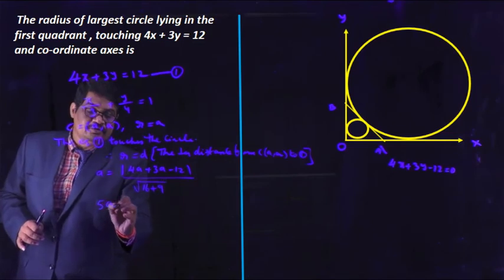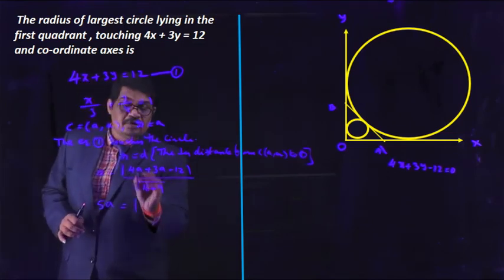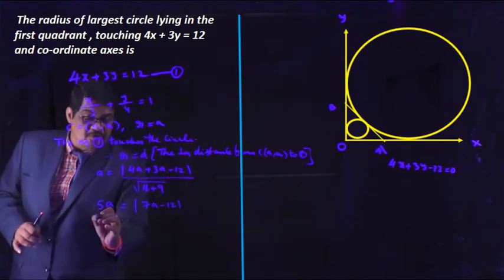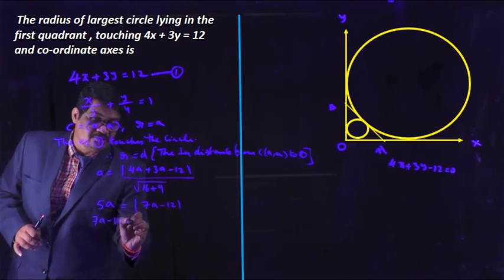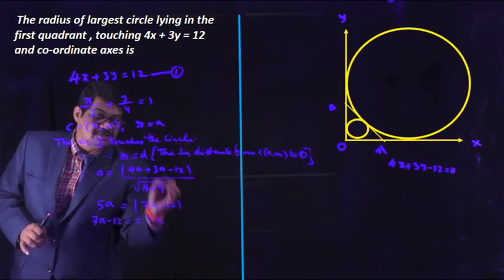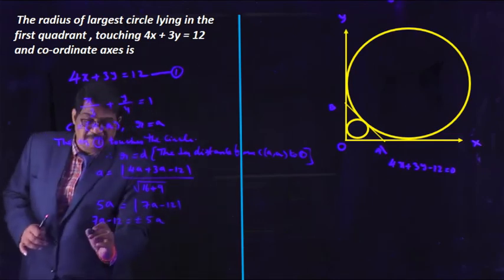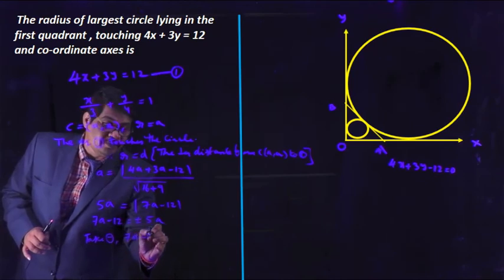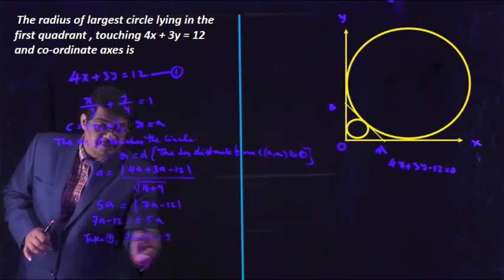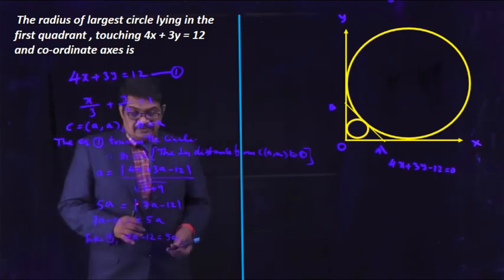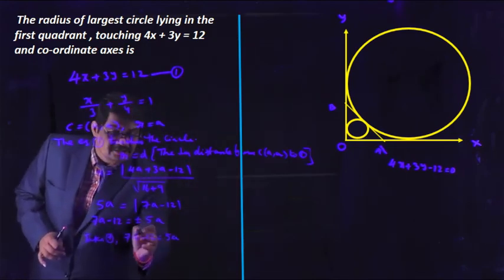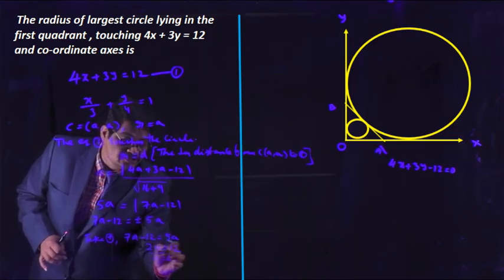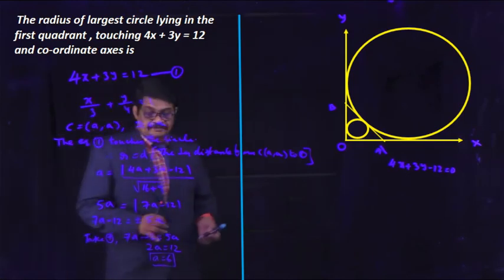Moving to this side, we are getting 5a is equal to modulus of 7a minus 12. Now we are removing the modulus, then we are getting 7a minus 12 is equal to plus or minus 5a. If you take plus, then 7a minus 12 is equal to plus 5a. From that we are getting 7a minus 5a, that is 2a is equal to 12, a is equal to 6. One value we are obtaining, a is 6.